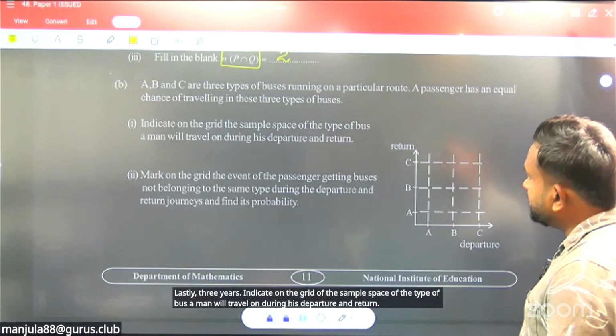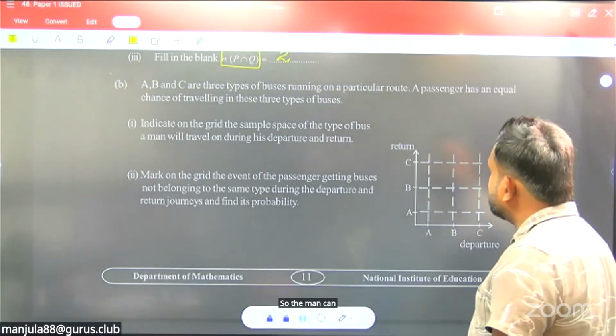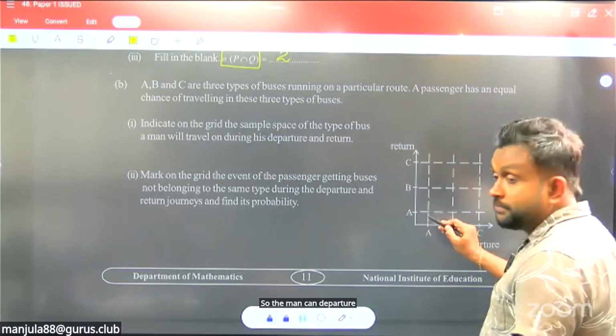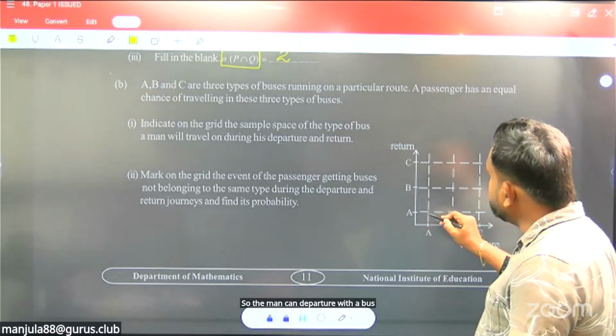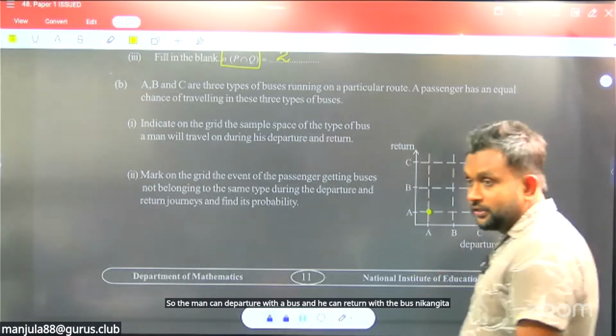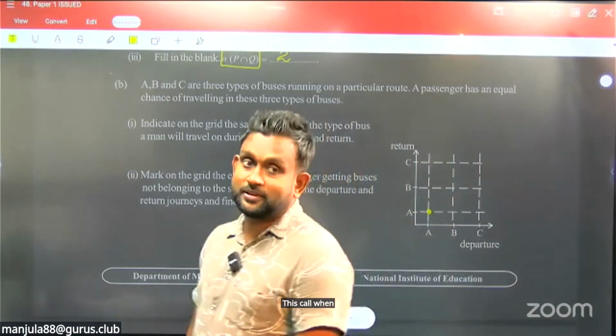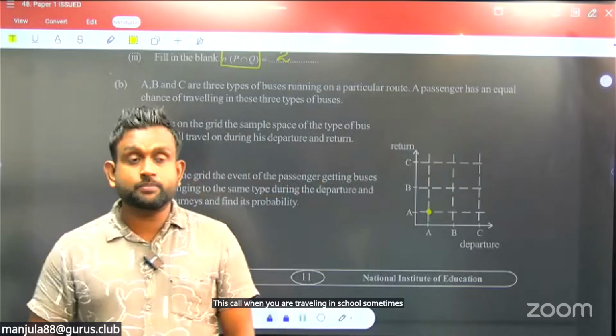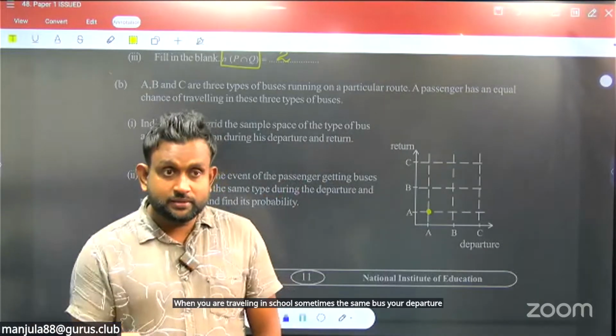So the man can depart with a bus and he can return with the A bus. Just think, when you are traveling to school, sometimes you depart and return with the same bus.